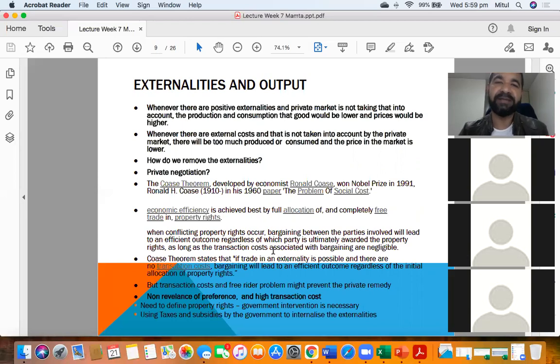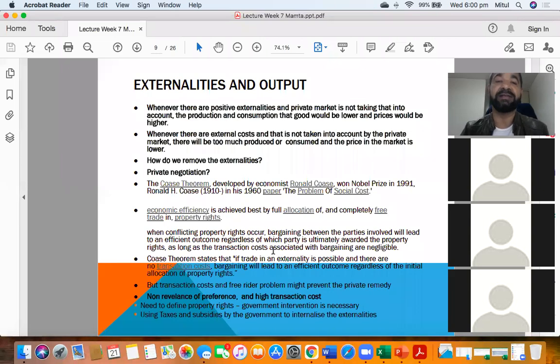Whenever there are positive externalities and the private market is not taking that into account, the production and consumption of the good would be lower, and prices would be higher. Whenever there are external costs that are not taken into account by the private market, there will be too much production and consumption, and the price will be lower.